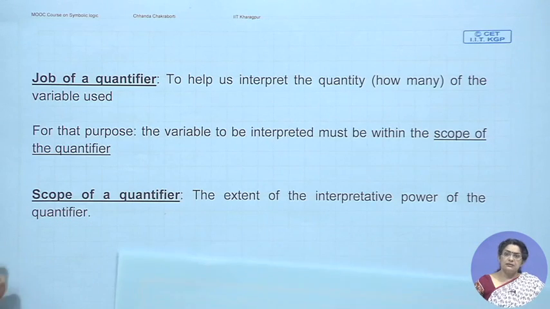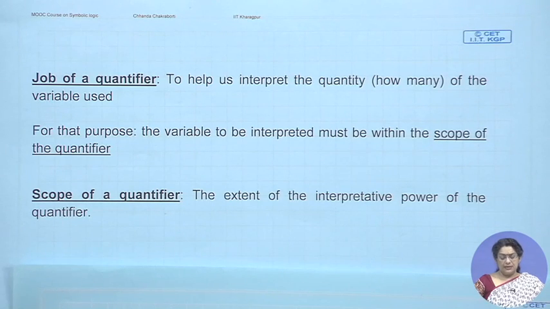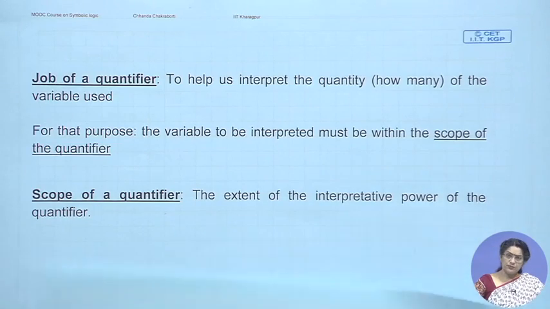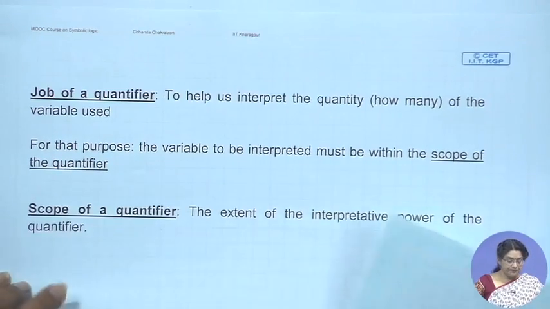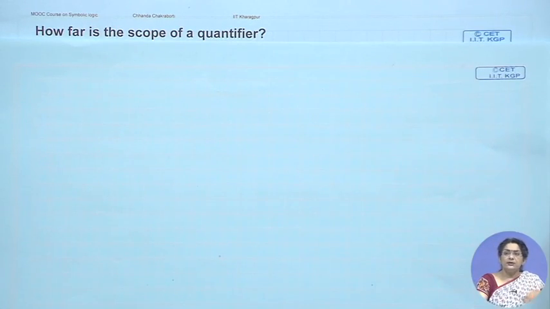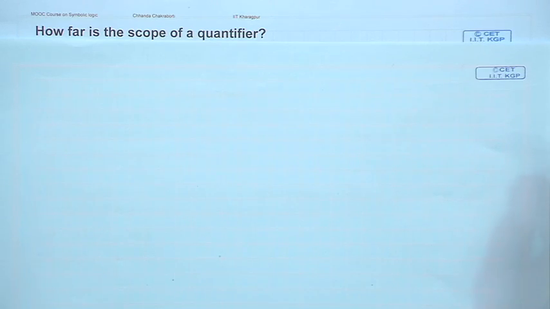So, this is our initial understanding of what a scope is: the limit or the extent of the power of the quantifier to interpret the variables. This is what we mean by scope of a quantifier. Now comes the operationalization. How far does the scope of a quantifier go? How will we know that this is where the scope of the quantifier is and this is where it is not? So, let us talk about that.